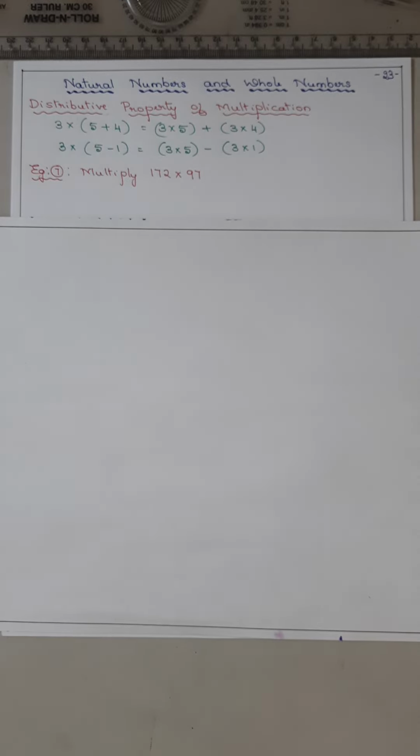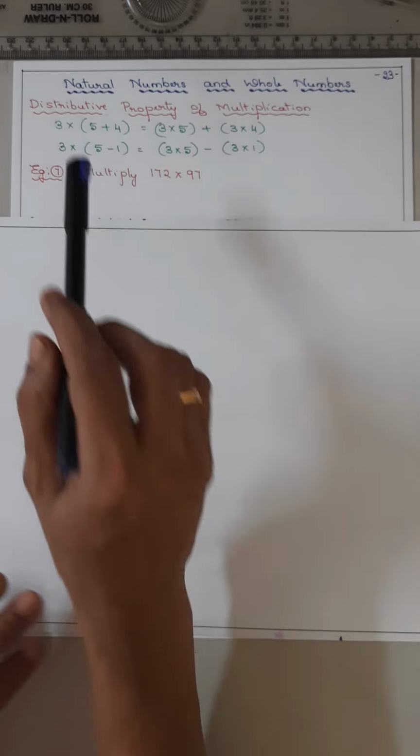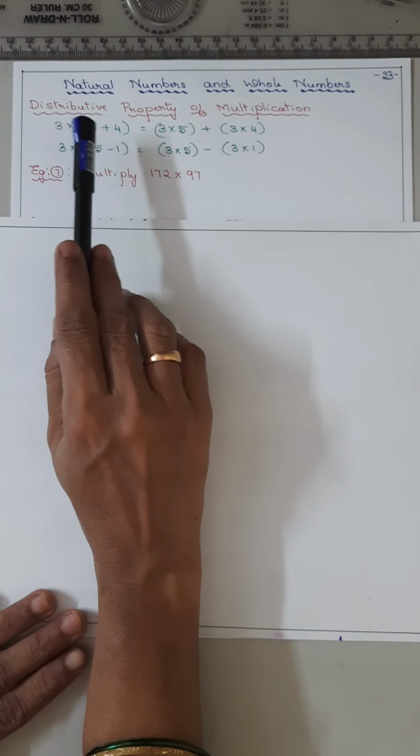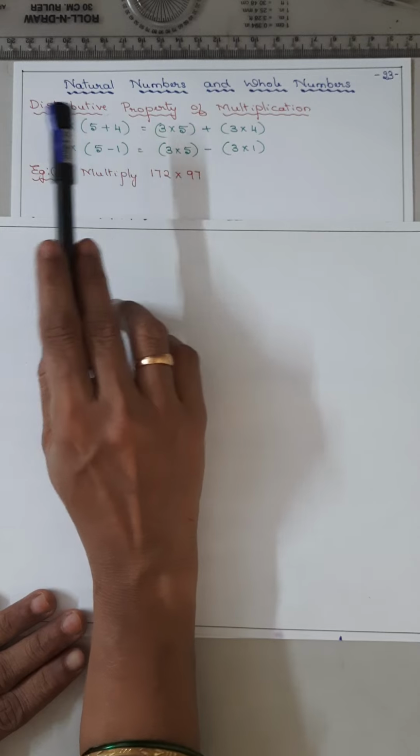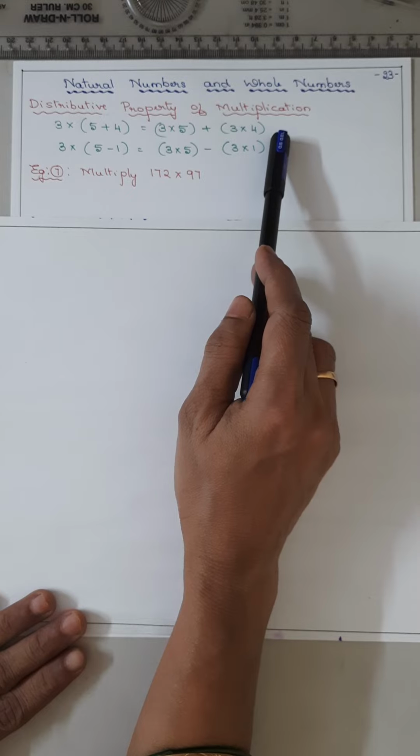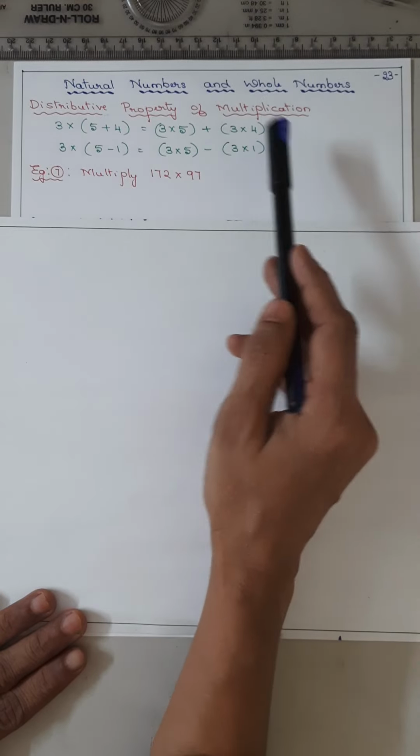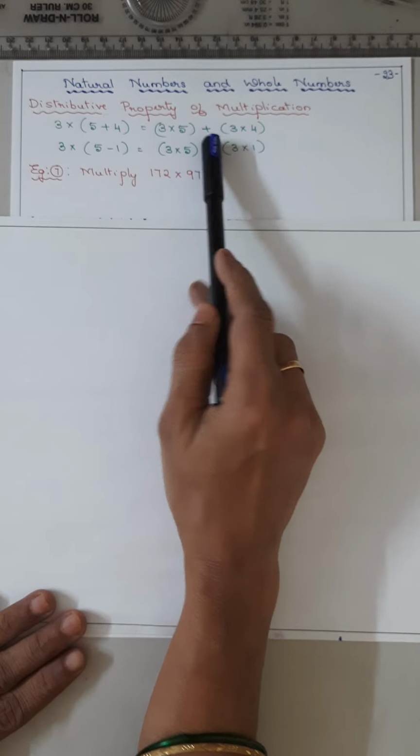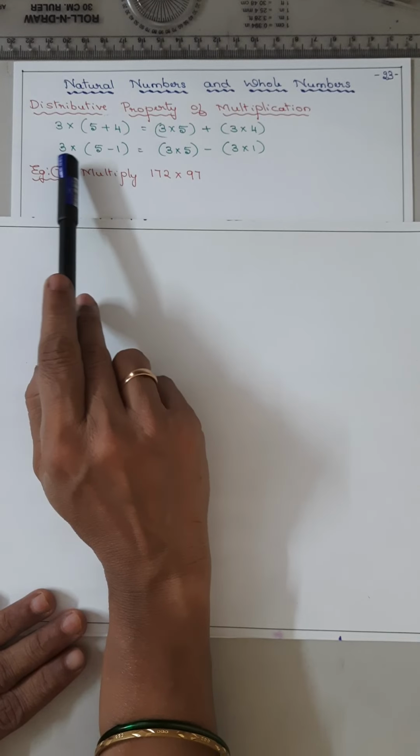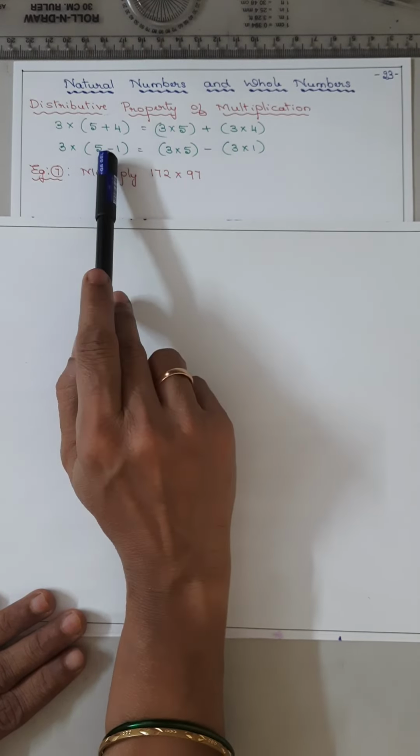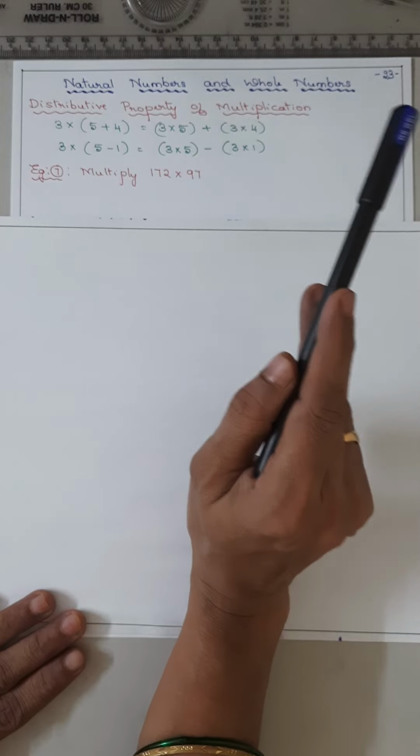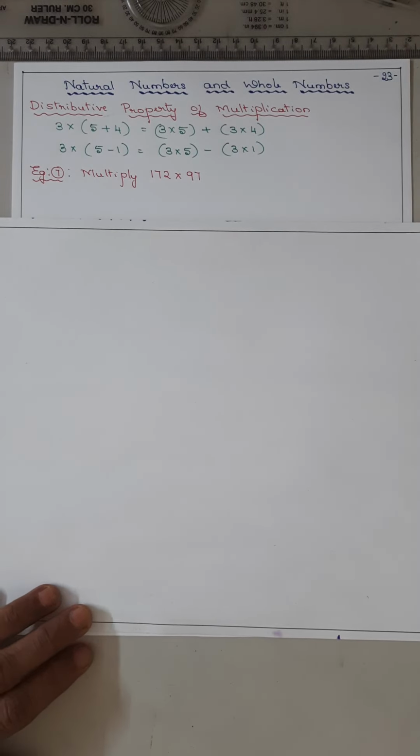Now what is the distributive property? Here 3 into (5 plus 4) is equal to 3 into 5 plus 3 into 4. This is the distributive property of multiplication over addition, because in between it is plus. Now the second one is 3 into (5 minus 1), means 3 into 5 minus 3 into 1, because here it is minus. This is the distributive property of multiplication over subtraction.